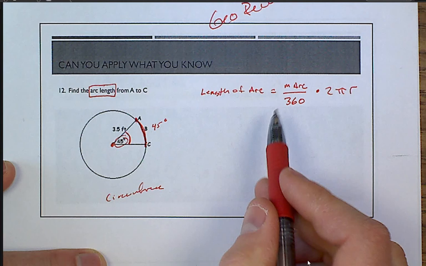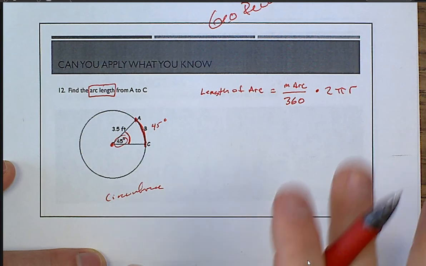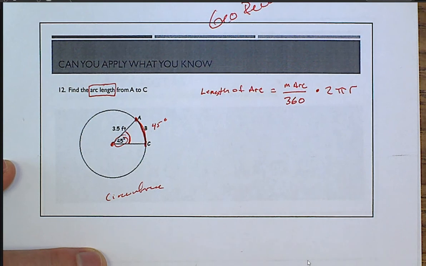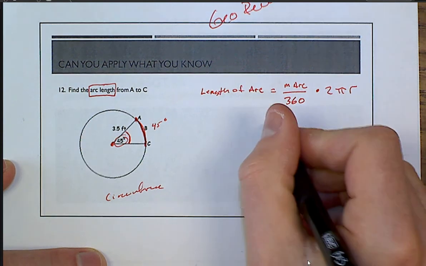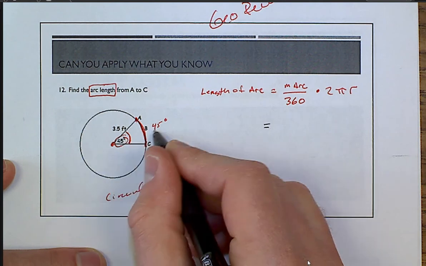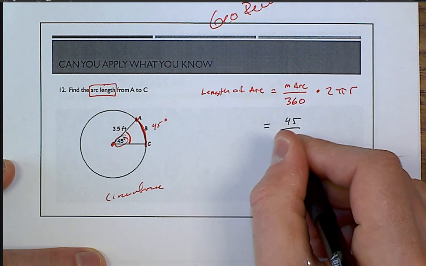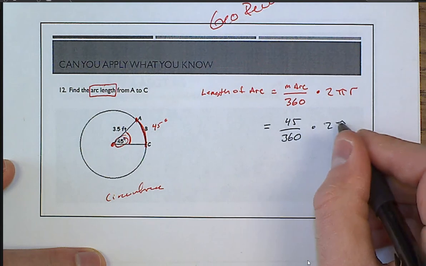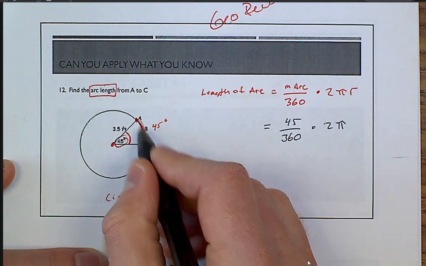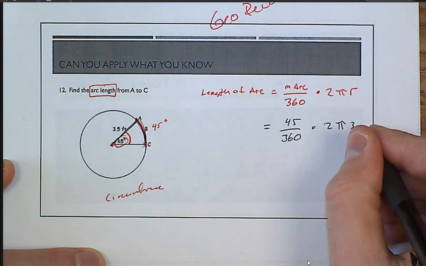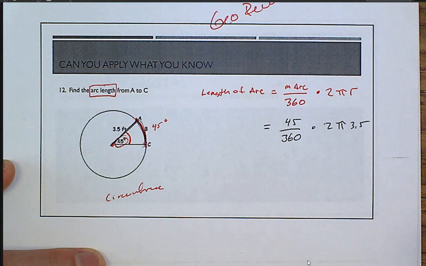Again, this is a formula. Yeah, you can memorize it, but if you put a little bit of thought into it and understand the concept, I think you're going to be better off in the future. So let's do this problem. What is the measure of arc AC? Well, its central angle is 45, so the measure of the arc is 45. So it's 45 over 360. That's how we get a fraction of this entire circle. And we're multiplying it by circumference because circumference is the length around the outside of a circle, and that radius is 3.5. Sometimes they'll ask you to leave your answer in terms of pi, but for this I think we're just going to do exact answers.